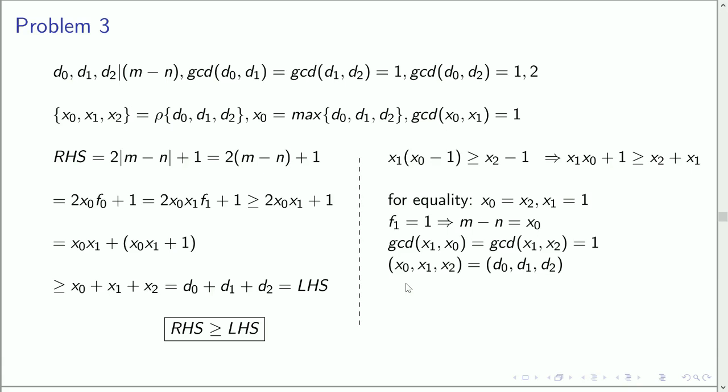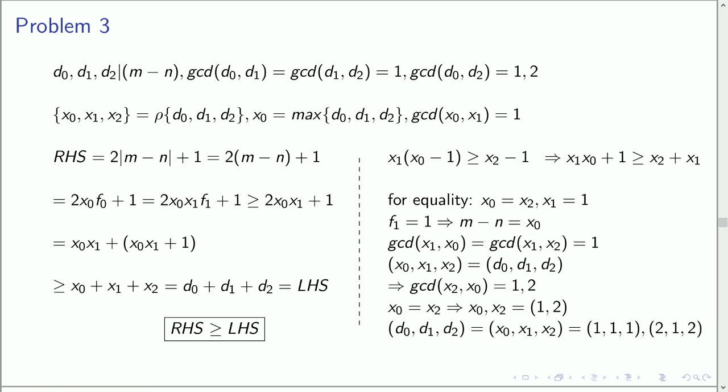Anyways, we also have that the GCD of x0, x2 can be 1 or 2. So what values can x0 and x2 take? They can either both be equal to 1 or both equal to 2. So the triple x0, x1, x2 will be either 1, 1, 1 or 2, 1, 2. When x0, x2 are both 1, it will be 1, 1, 1. If x0, x2 are both 2, then it will be 2, 1, 2. So basically we have to just look at these two cases.